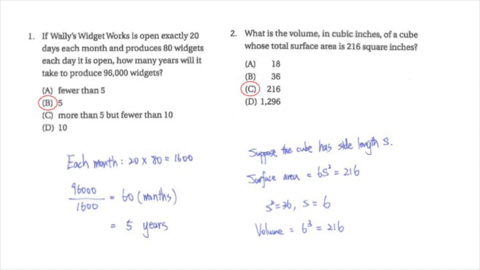Question 2. We're asked to find the volume of a cube which has a surface area of 216 square inches. So suppose the cube has side length s, then the surface area equals 6 times s squared, and that equals 216. So s squared equals 36, s equals 6, and the volume, which equals 6 cubed, equals 216.